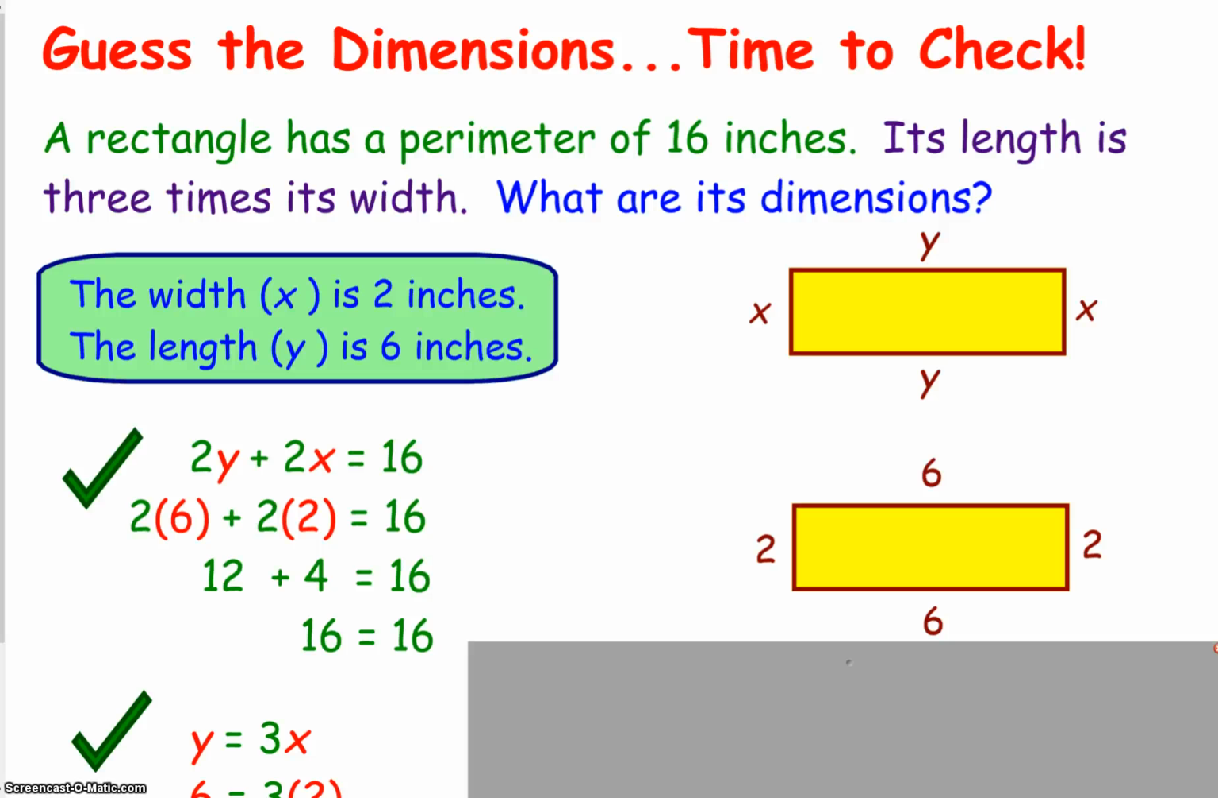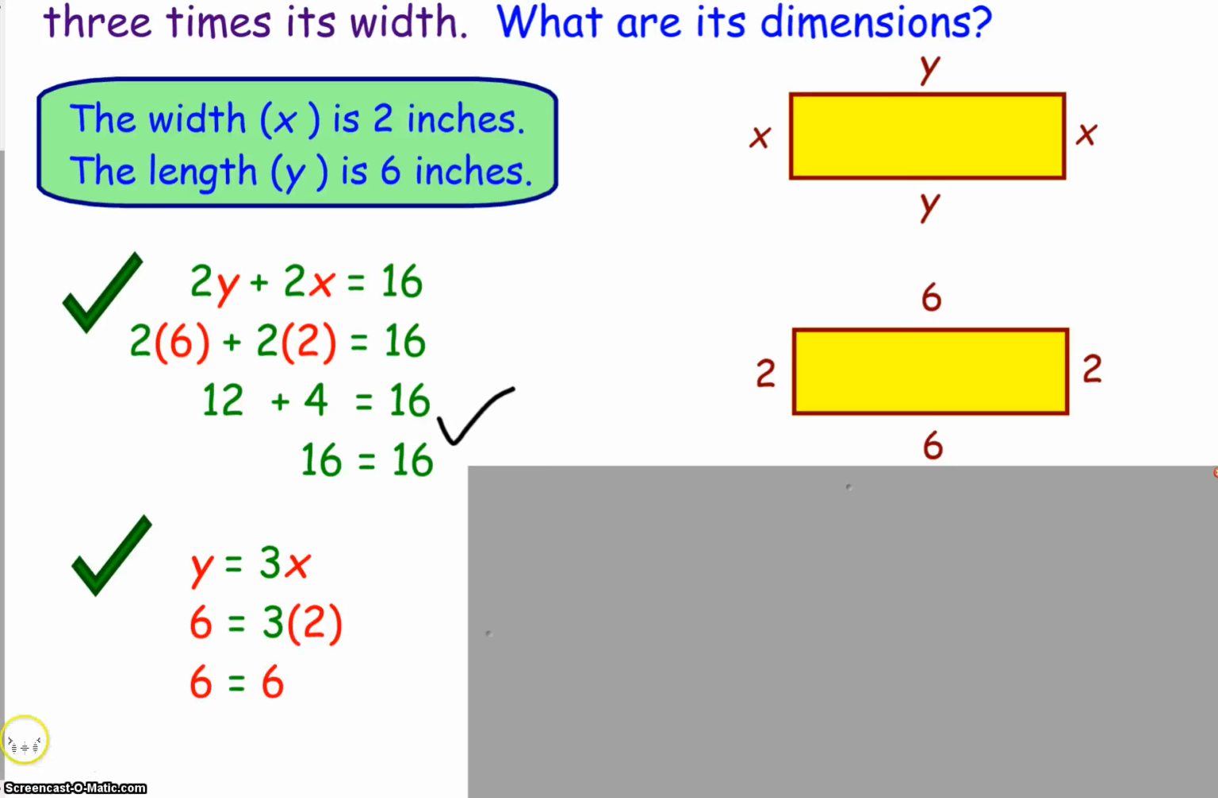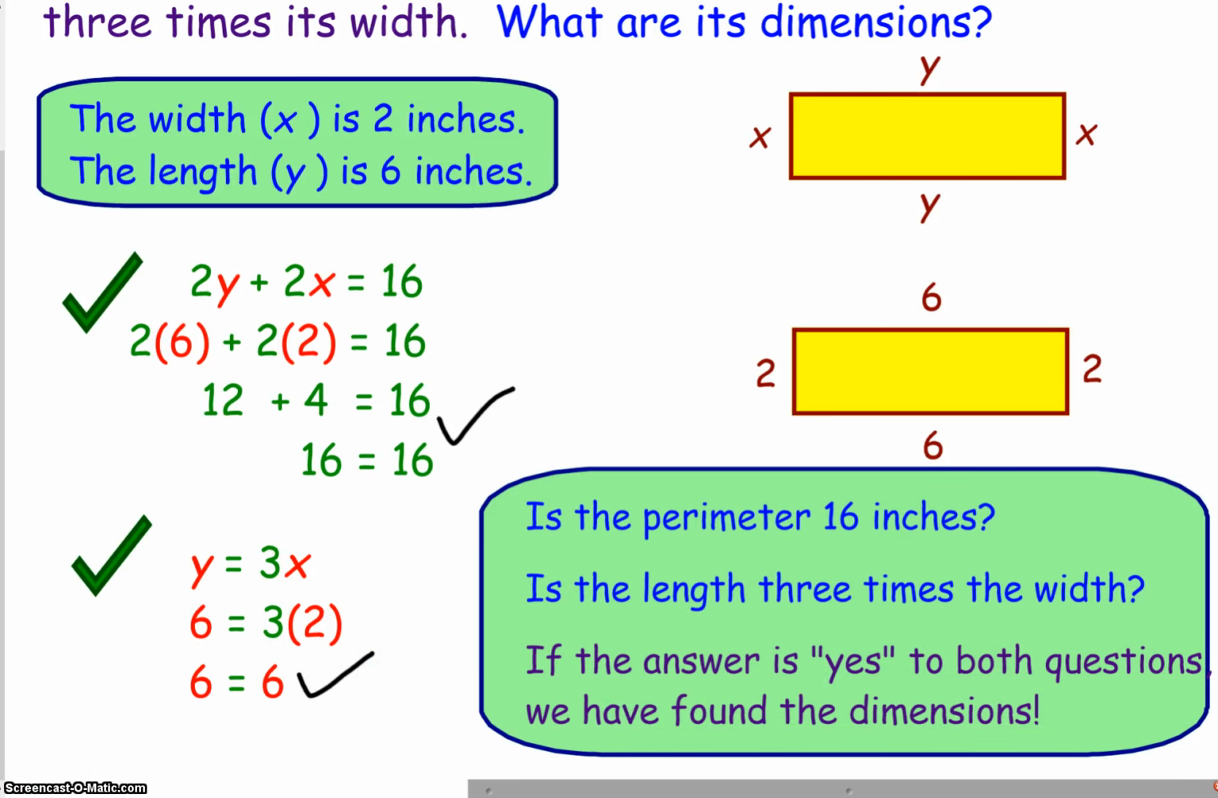So now you can check. We said that y equals 6 and x equals 2. So 2 times y plus 2 times x equals 16. 12 plus 4 is 16, so it works. And then if you plug it down here, 6 equals 3 times 2, and that works. So, is the perimeter 16 inches? Is the length 3 times the width? If the answer is yes to both, we have found the dimensions. So, is the perimeter 16 inches? Yes. And is the length 3 times its width? Yes.